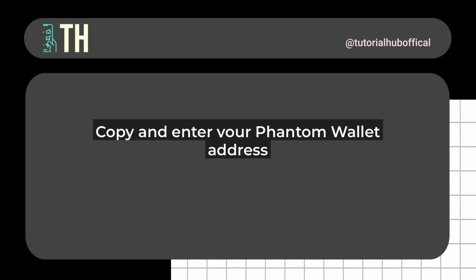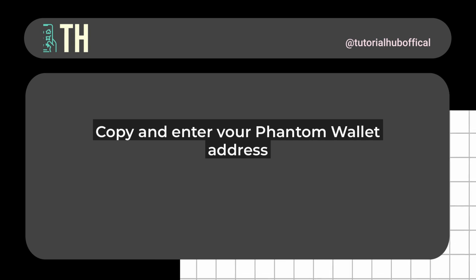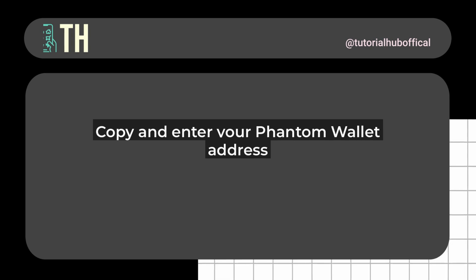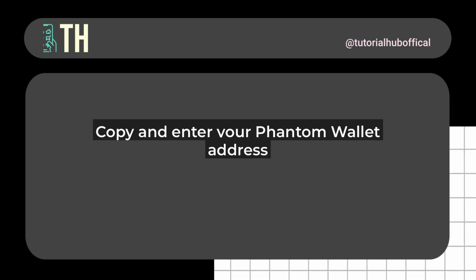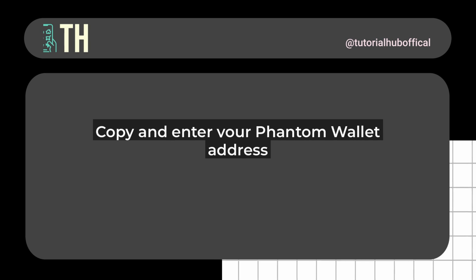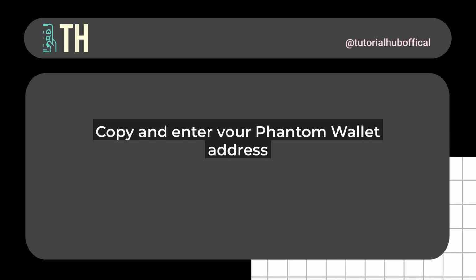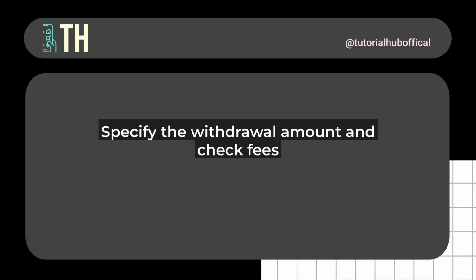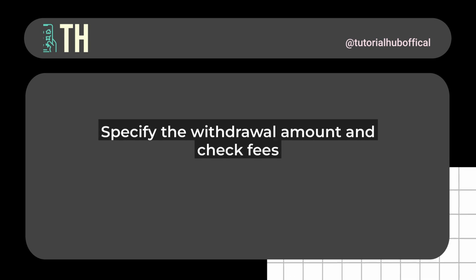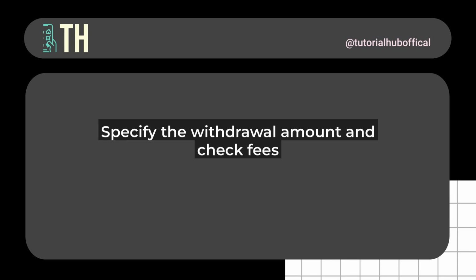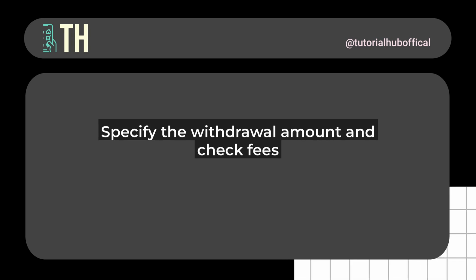Step 2. In the withdrawal form, select Chainlink Link as the asset. Now, carefully enter your Phantom wallet address. To get this, open your Phantom wallet app, go to the Receive section, and copy the address for Chainlink. Pro tip: always verify the address to avoid any costly mistakes. Crypto withdrawals are irreversible.